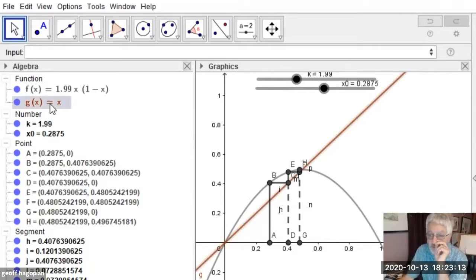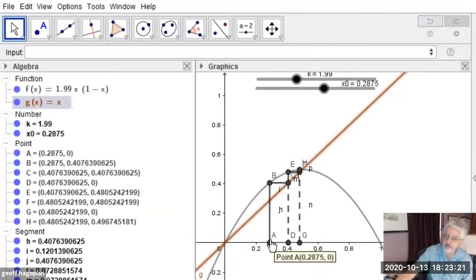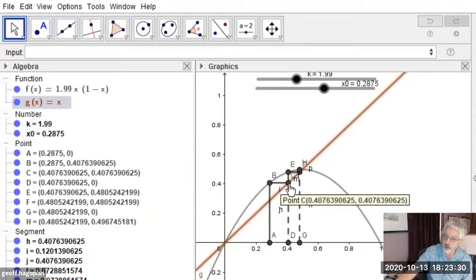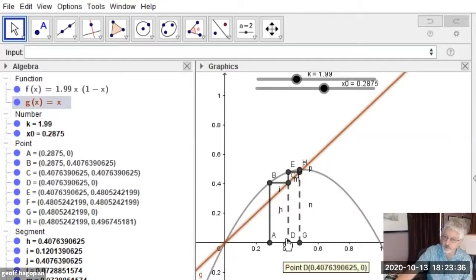And then g of x is just the line y equals x, right? So the idea is that you take an initial point A as our input, and then you map that to the output on the function. Then you map the output back to the input by taking it to the line y equals x. So this is the new x, which is the old y, and this becomes the second input. The second input is the first output.